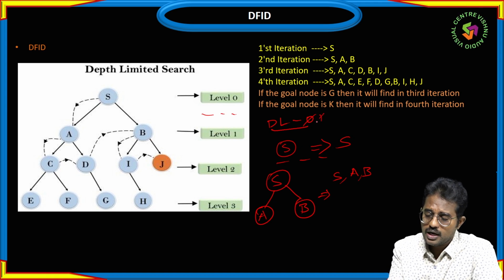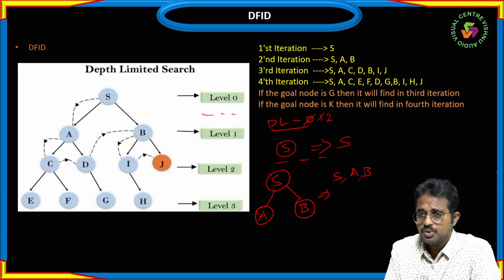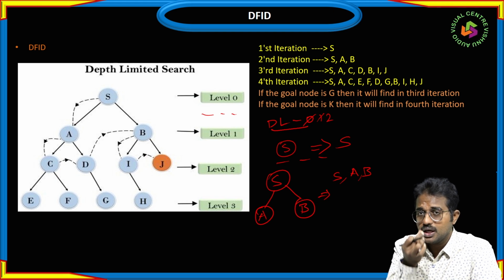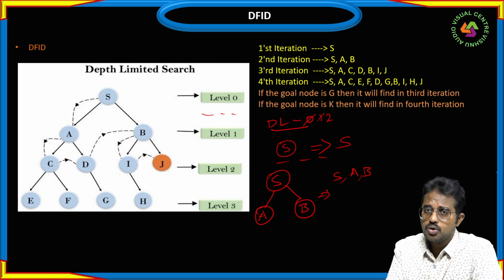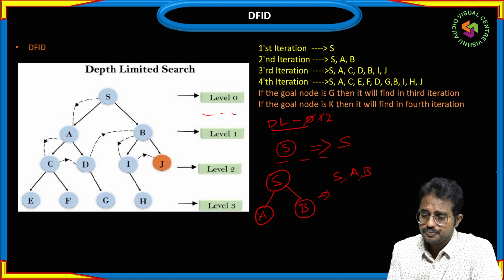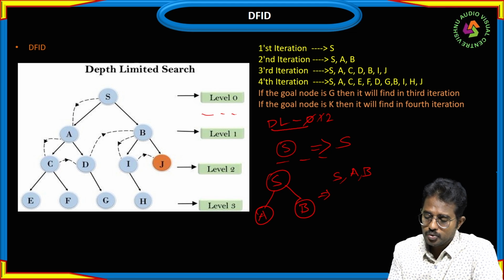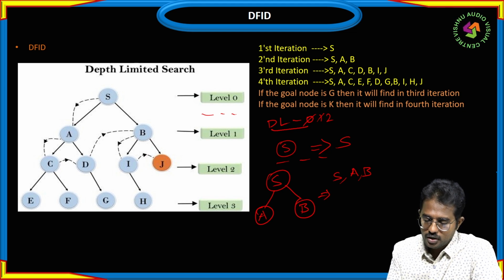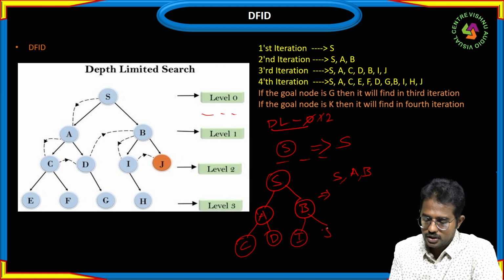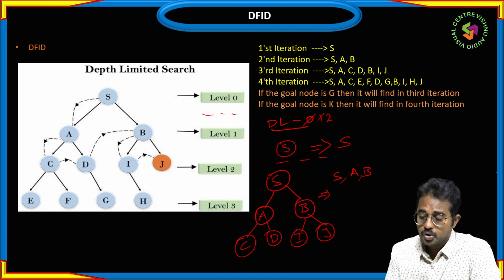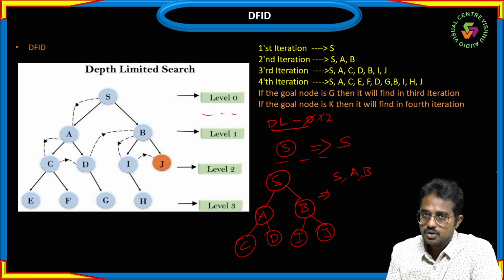After that I increase the depth limit from 1 to 2. Here we take J as the goal node. After increasing the depth limit from 1 to 2, the graph I get has C and D after A, and I and J after B. This is the graph I get after depth limit 2.